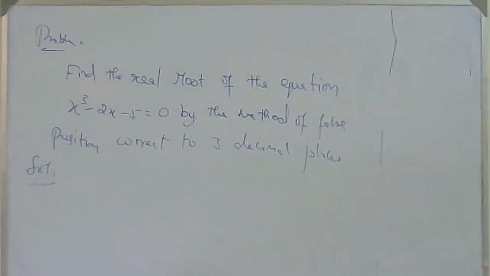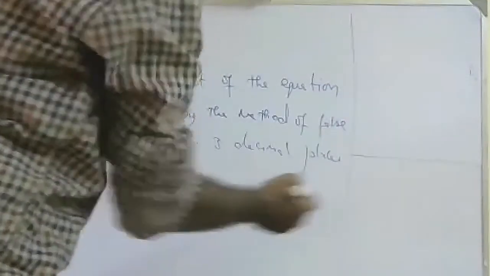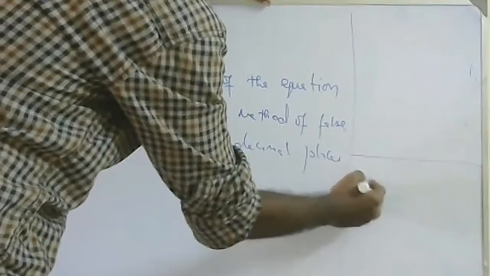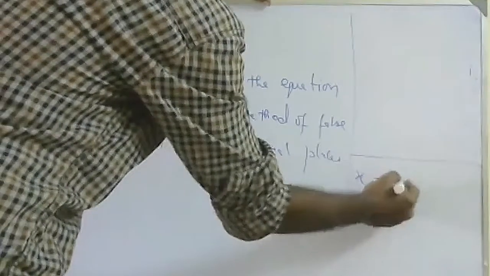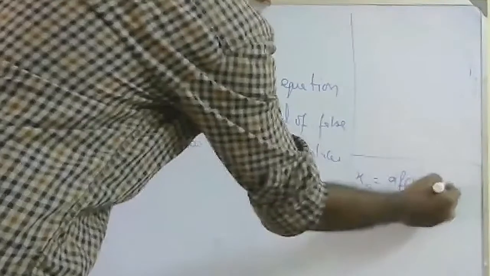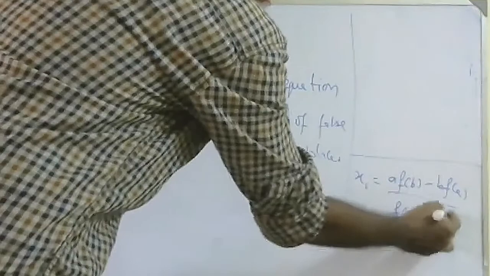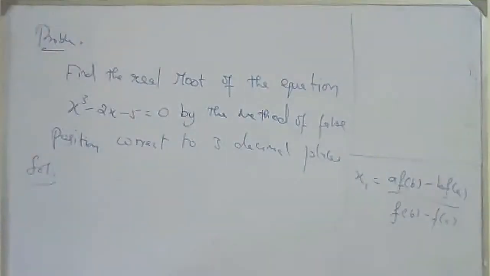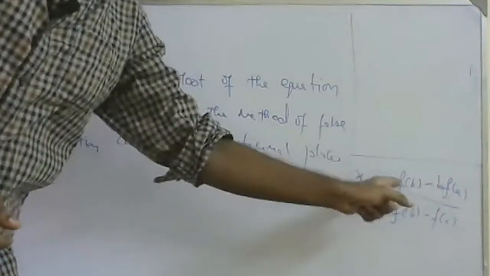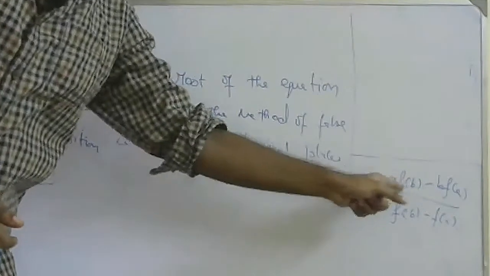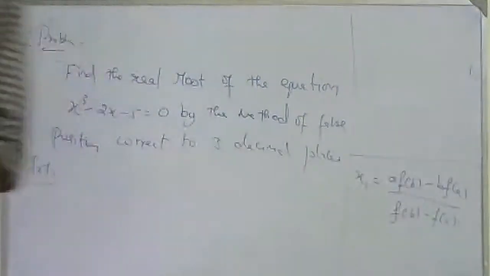So first write the formula. The formula is x1 equal to a into f of b minus b into f of a divided by f of b minus f of a. In the denominator use f of b minus f of a. Only in the numerator, multiply f of b by a and f of a by b.